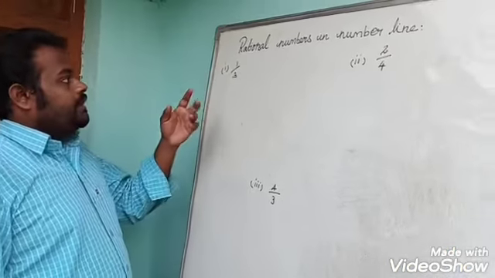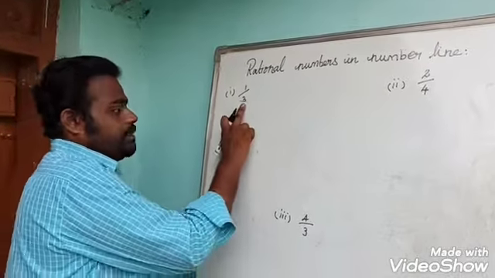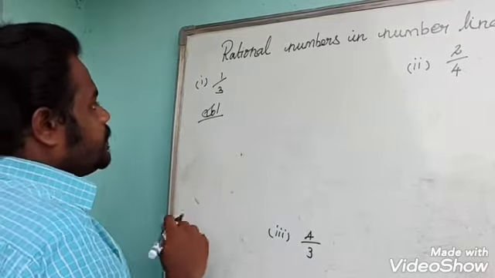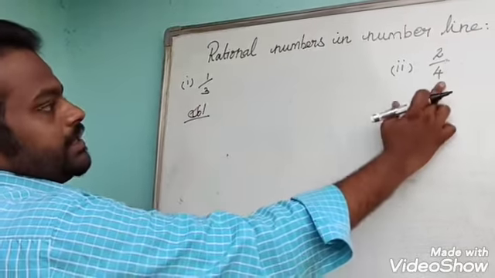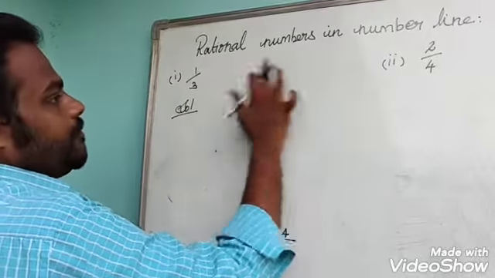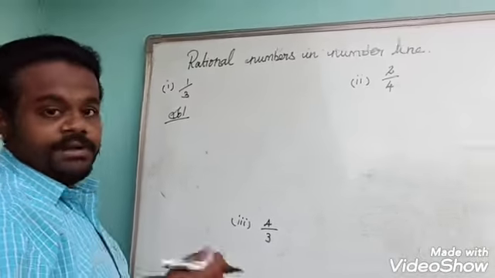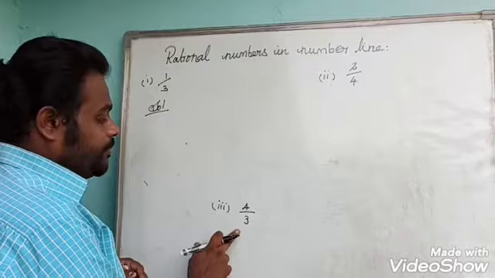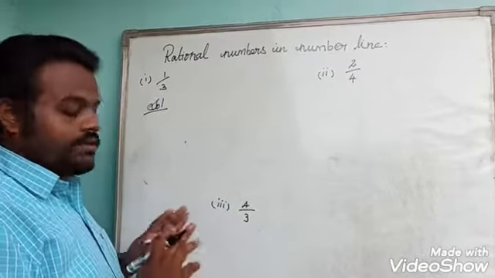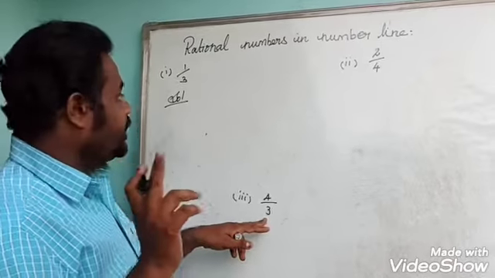Now we see representation of numbers in number line. So first question, 1 by 3, second question 2 by 4, third question 4 by 3. The first two questions are proper fractions and the third question is an improper fraction. Always proper fractions are in between 0 and 1. And improper fractions are more than 1. They lie between 1 and 2, 2 and 3, like that. Always it should be more than 1. Improper fraction is always more than 1.